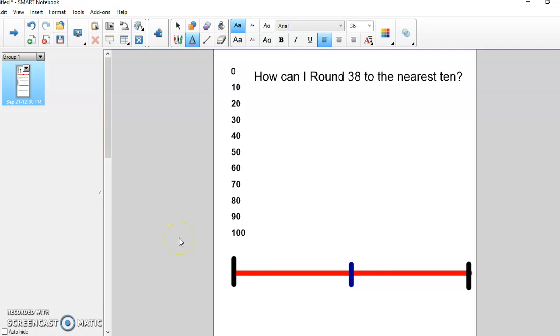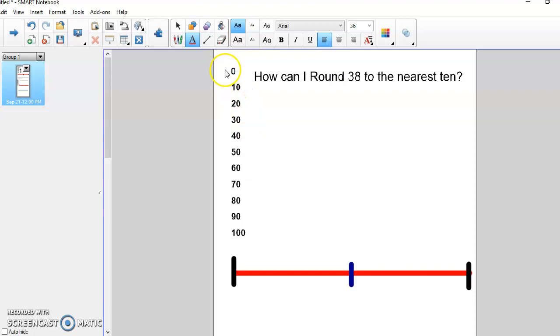Hi everyone. I'm going to be talking about the next part of our rounding, but before we start, I want to make sure we remember how to round two-digit numbers to the nearest 10 place. Okay, so my question today is how can I round 38 to the nearest 10?